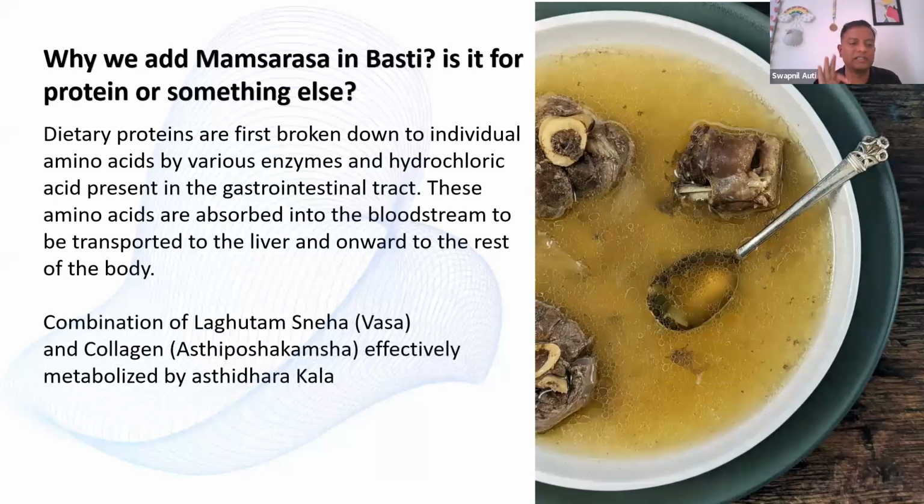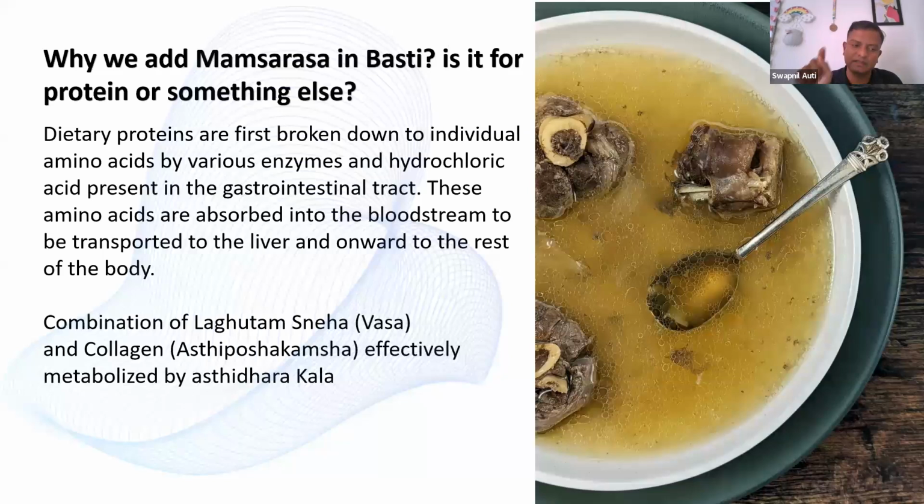So the simple logic is, it is the laghutama sneha. See, in Sansarjan Krama also, Peya, Vilepi, Yusha, and Mansarasa. Mansarasa is actually the fat we are giving. In Peya, we are giving carbohydrate. In Yusha, we are giving protein. And lastly, we are giving fats. So it is actually to administer the fat and not the protein. It is an important point here, because it is the laghutama sneha.